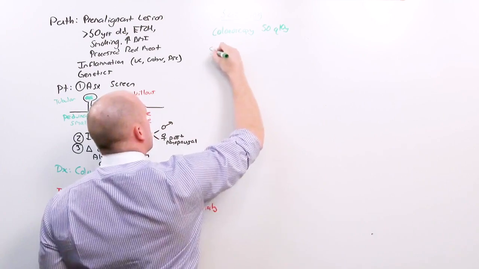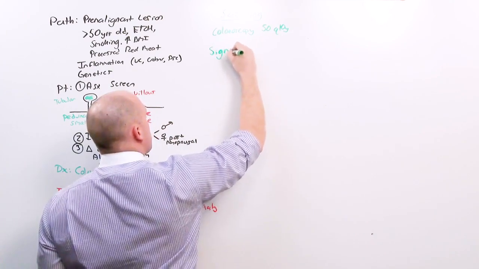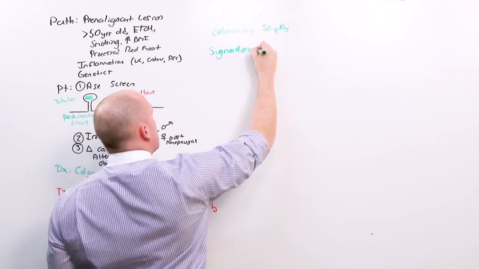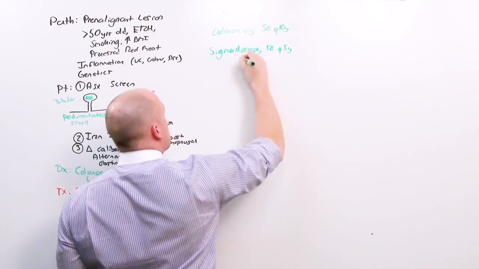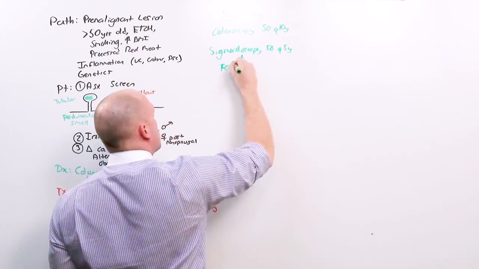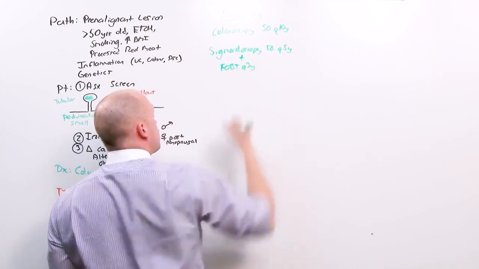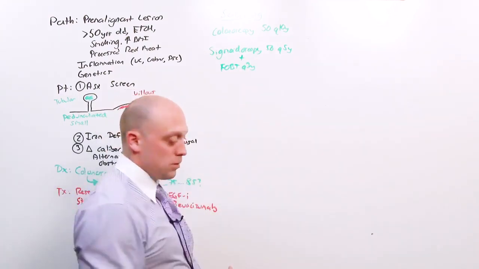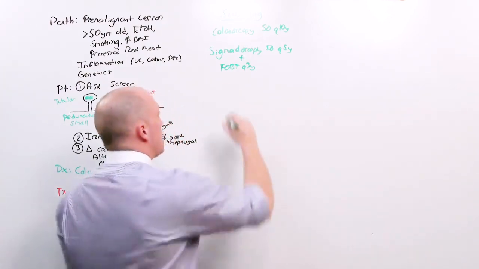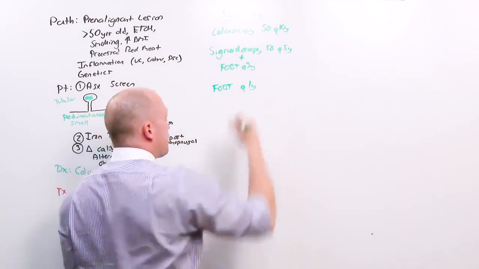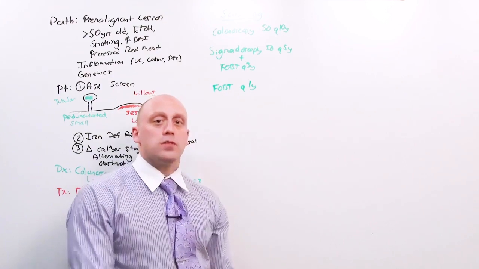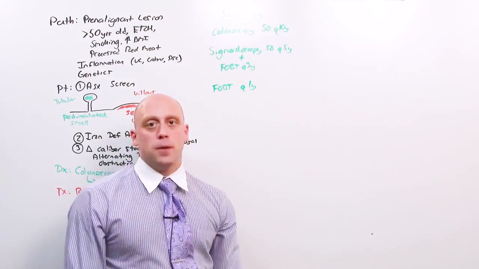Another tool you can use is the FlexSig, a sigmoidoscopy. This is done at age 50, then every 5 years. But it must be done in conjunction with fecal occult blood testing every 3 years. This is USPSTF. Or you can do fecal occult blood testing every 1 year. All three of these are legitimate options right now.